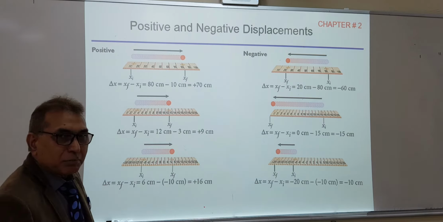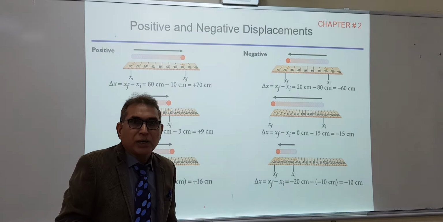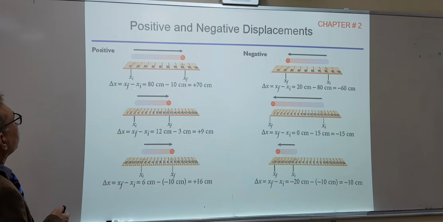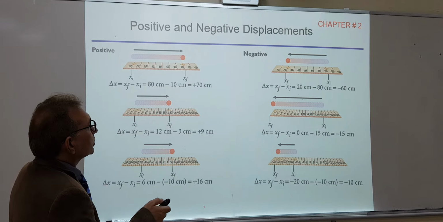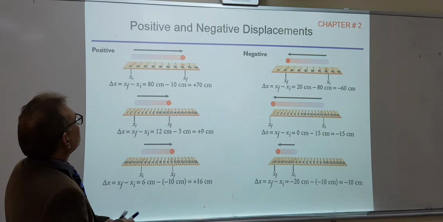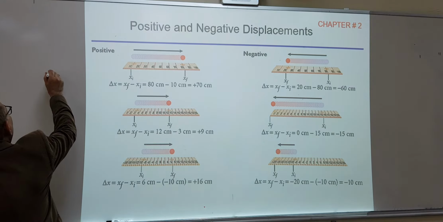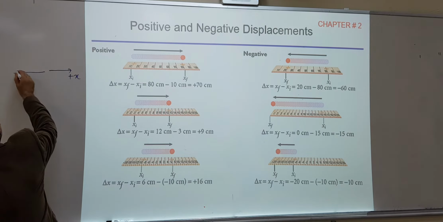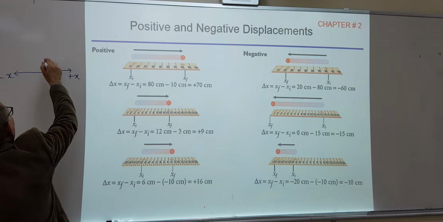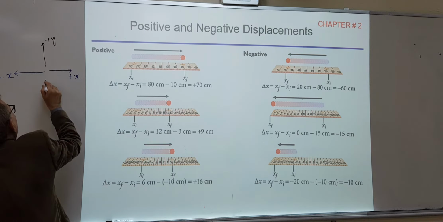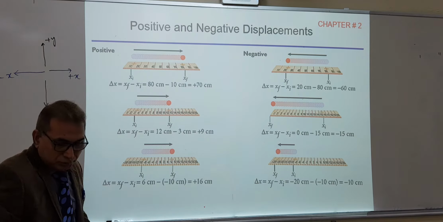So the displacement may be positive, may be negative. It depends on initial and final position. For example, I have all these examples on the left side. The displacement will become positive if you calculate it. All these examples on the right side, you will get the negative displacement, meaning it will be towards the negative x-axis, because you use right side plus x and left side minus x. Similarly, you use plus y up and minus y down.